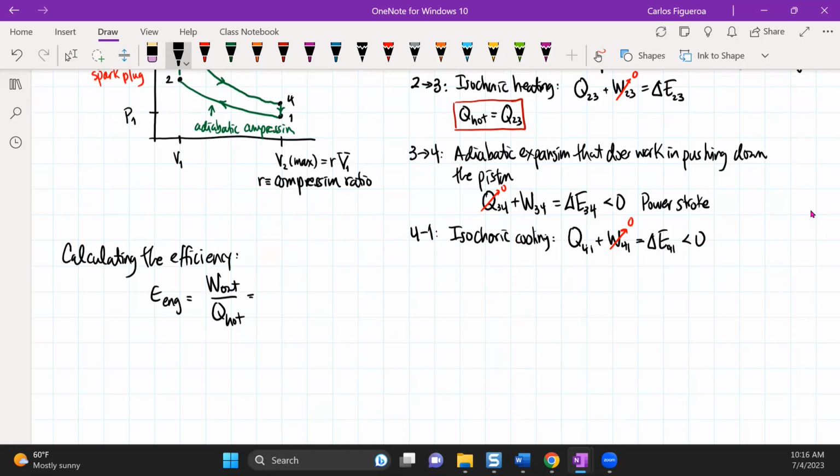So if I look at the area of this curve, what we're really looking at is the work from 3 to 4 minus the work from 2 to 1. And that quantity has to be a positive quantity. So it's the difference between these two divided by the hot heat, which in this case is Q 2 to 3. That's one way to calculate the efficiency here. So this way would be the engine efficiency.